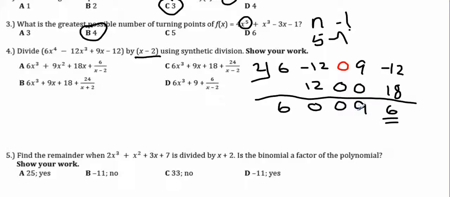So now we need to write our polynomial. So this is my constant term. 9 is my constant term. Then I have my x term, x squared term, and x cubed term. So the polynomial that I have left is 6x cubed plus 9 plus 6, the remainder, over our divisor. We are dividing by x minus 2. So that would be D.